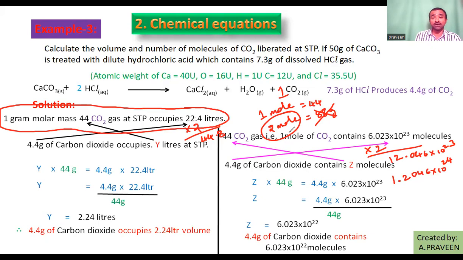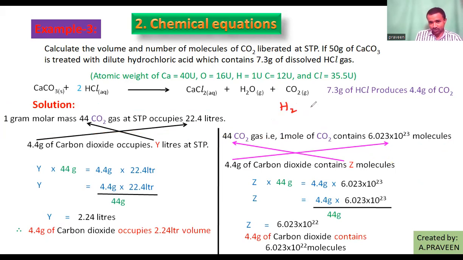1 gram molar mass of any substance occupies 22.4 liters of volume. For any gas, 1 gram molar mass, that is not 44 grams, depends on the substance. For example, here, if a relation is given between H2 plus O2 giving H2O, is it a balanced one? No, unbalanced equation. Make it balanced one. So here 2 and 2. So here it is 1 mole. Here it is 2 moles. Here it is 2 moles.